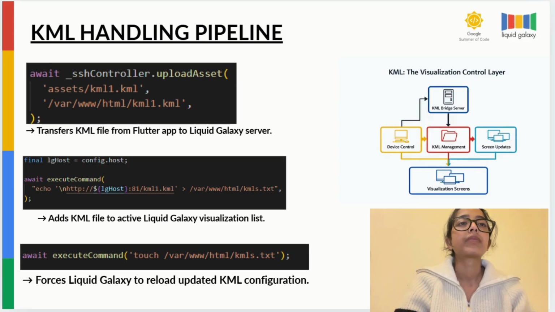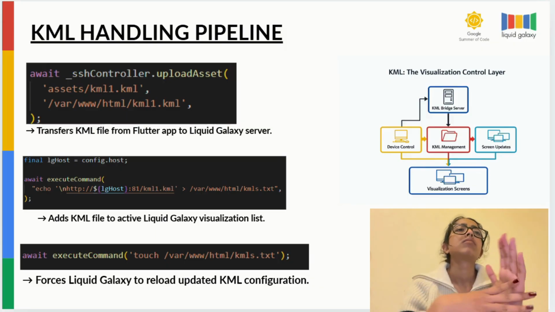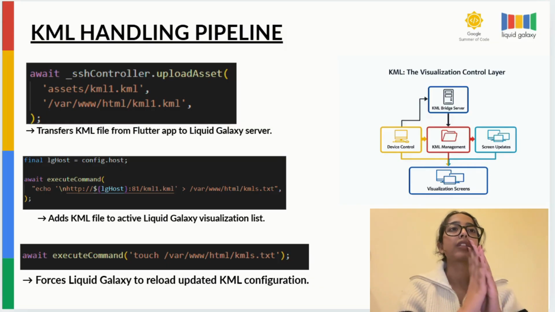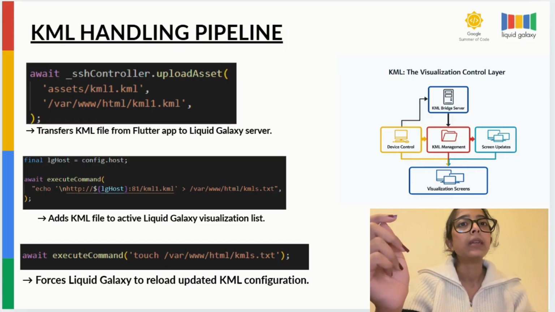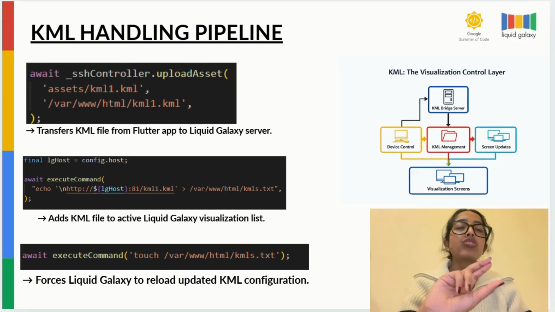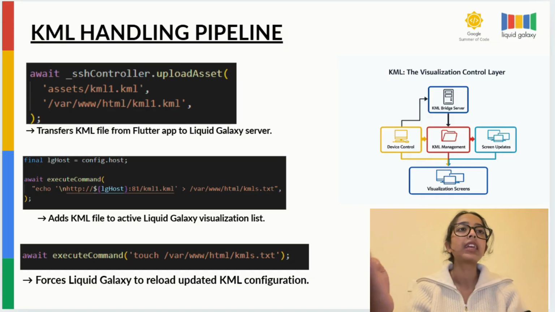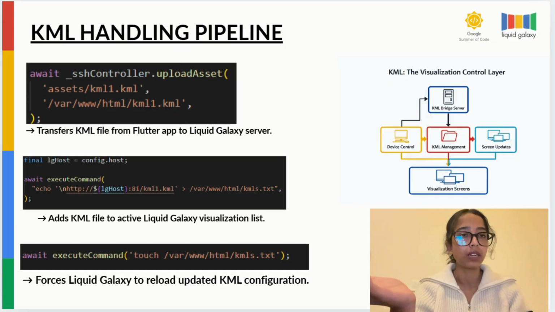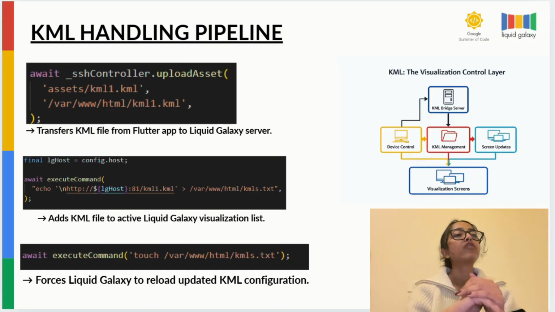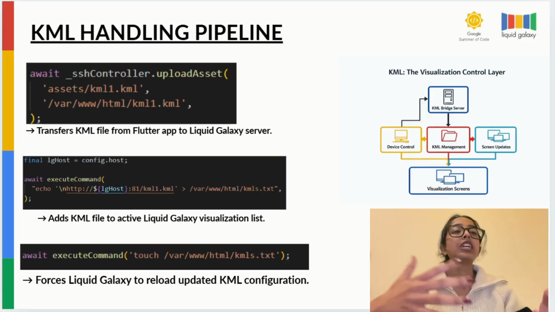Okay, so as you can see, this briefly explains everything visually. The Flutter device sends the KML data to the bridge server, the KML management layer processes it, and finally the visualization screen renders the updated content. So this pipeline fully automates the process from file transfer to visualization update without any manual intervention.